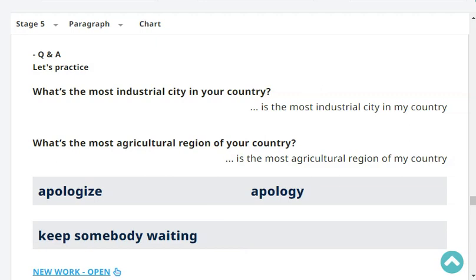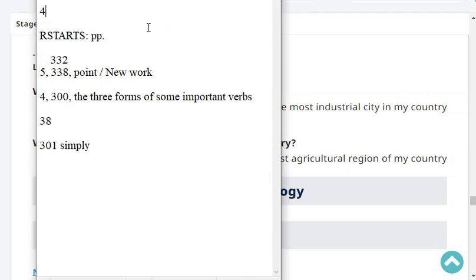Now let's move on to reading. Okay. Very good. So reading is at stage 4, page 300. The three forms of important. Okay, please start reading at page 301. Headword: simply.